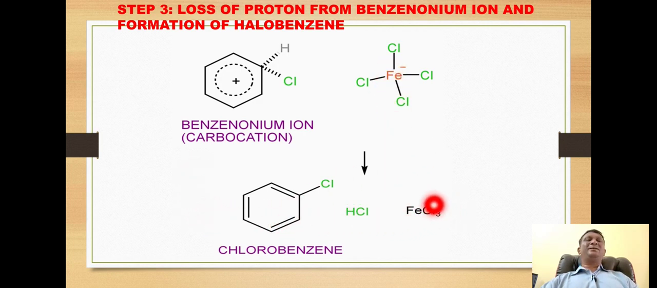and FeCl3 once again. So here we can see that the FeCl3 which is used in step number 1 is released as such in the last step of the reaction. Hence it is called the catalyst, and the reaction is said to proceed in the presence of the catalyst FeCl3. So dear students, those are the important steps in the halogenation of benzene.